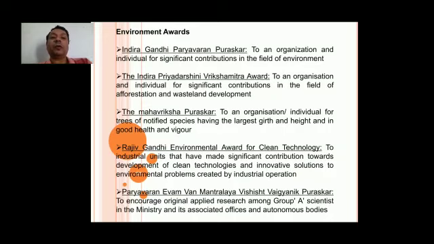Ministry of Environment and Forests Distinguished Scientist Award, to encourage original applied research among scientists in the ministry and its associated offices and the autonomous bodies.